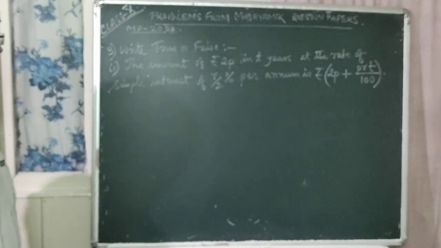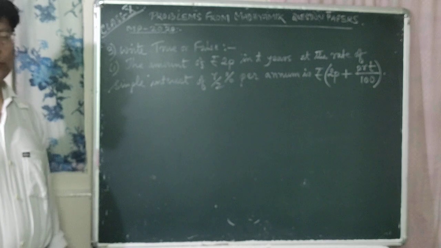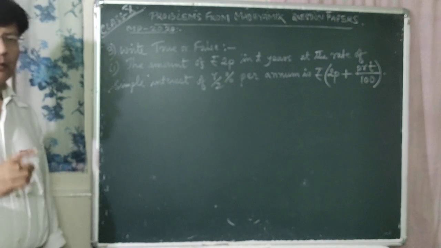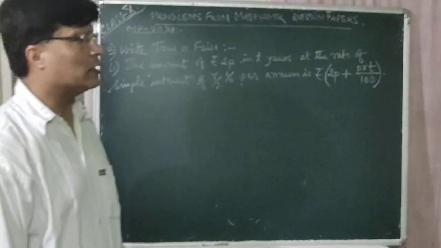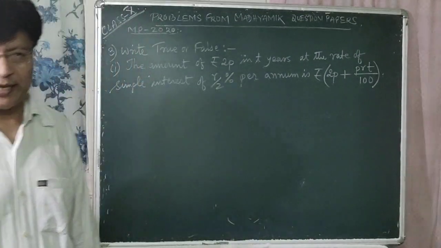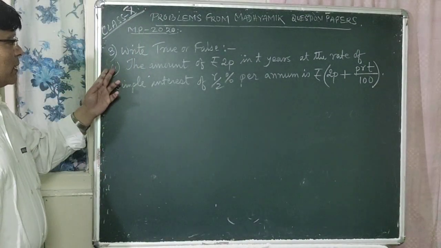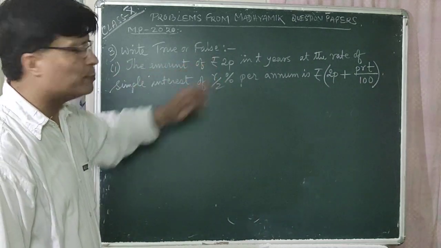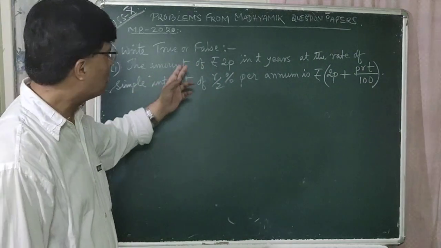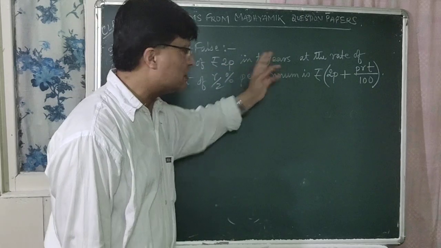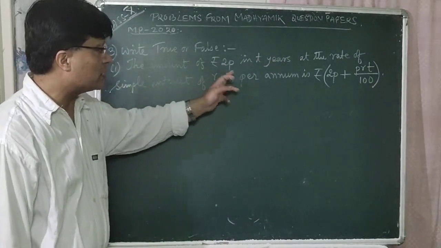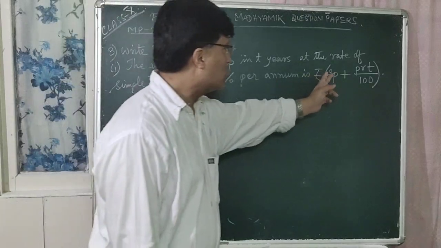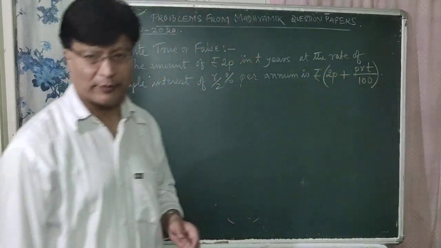So now, this question is from Madhyamik 2020. This is question number 3, write true or false. Whether the given statement is true or false, we have to check it. Number 1: the amount of rupees 2p in T years at the rate of simple interest of R by 2% per annum is rupees 2p plus PRT by 100.